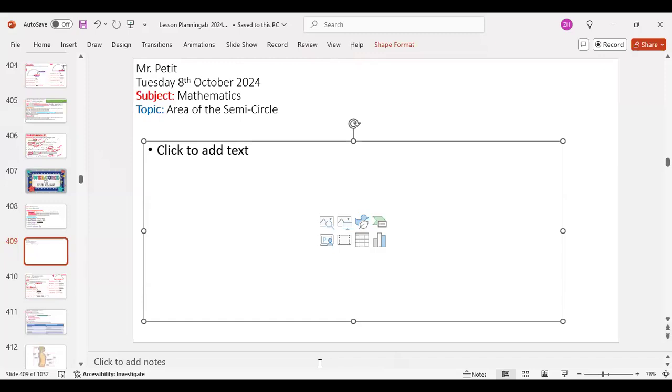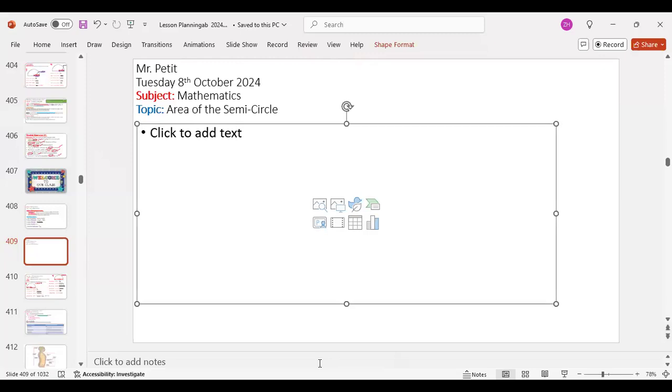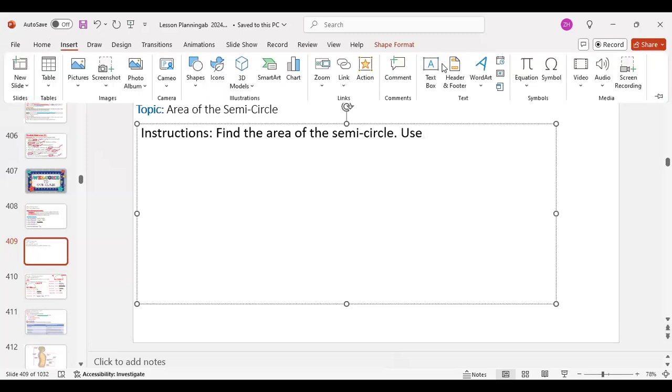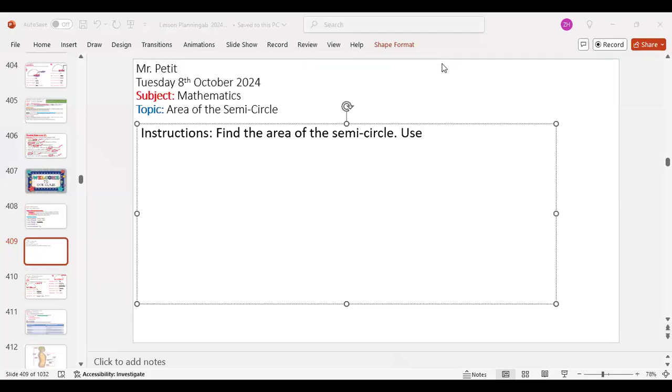All right, so we want to find the area of a semicircle. So that's what our objective is. So let me write that on the screen. The instructions are to find the area of the semicircles below. We want to use pi as what? We're going to say pi is equal to 3.14. Very good. Pi is 3.14.